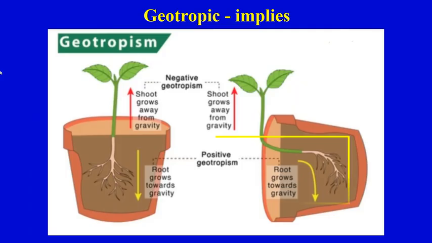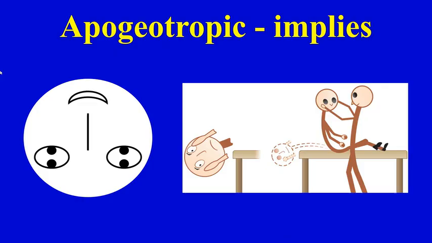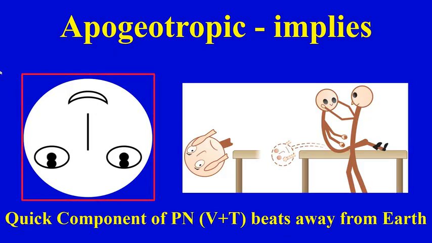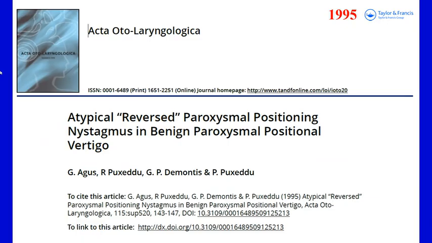So, the positive and negative geotropism. The positive geotropism implies the roots grow towards gravity and show positive geotropism. The shoots grow away from gravity and show negative geotropism. So, in terms of the positional nystagmus, when we do a Dix-Hallpike test, for example, the quick component of the vertical as well as torsional component beats away from the earth, so that in the right Dix-Hallpike position, if the nystagmus is downbeating and left torsional, it implies apogeotropic.